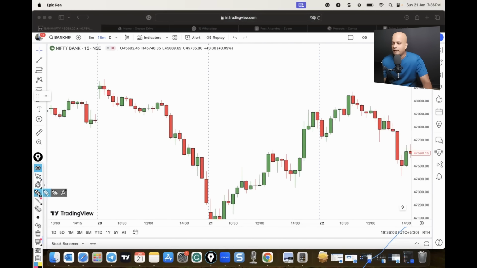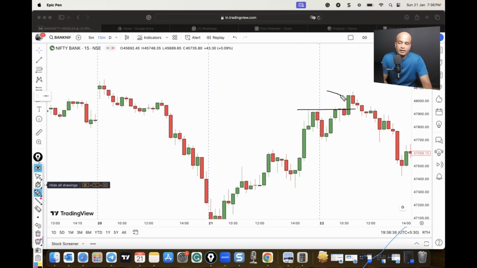Okay. Isko dekh lijiye. This is also very pretty straightforward. This is previous day high. Okay, so this is previous day high. I mean, this is kind of volatile market, but still, it opened this candle. See, this is previous day high.